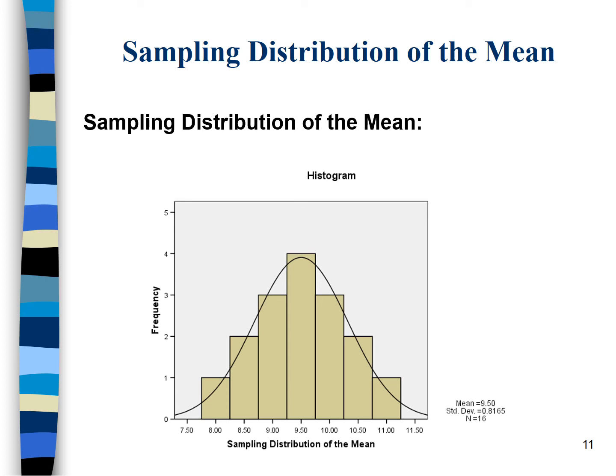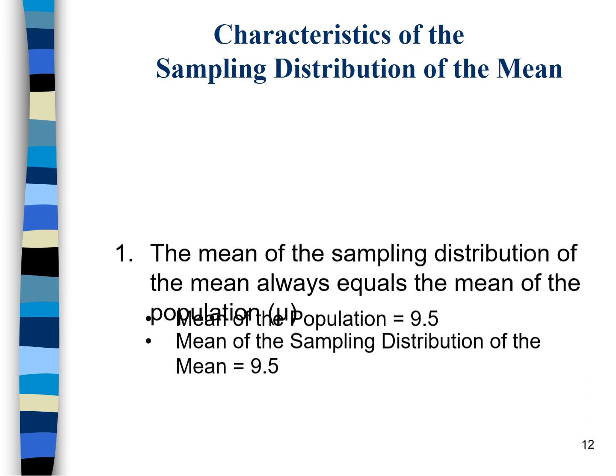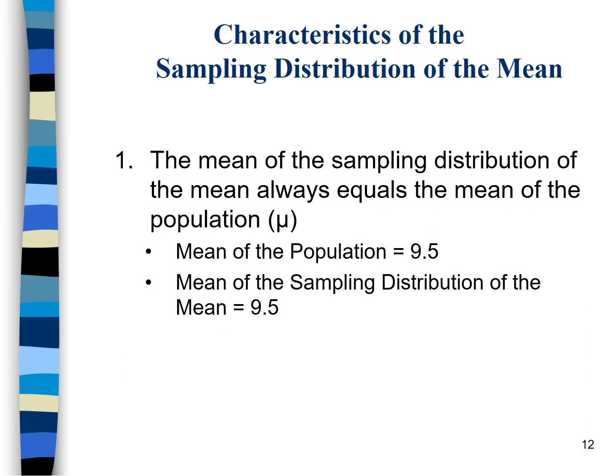So for right now, let's wrap up this lecture with talking about 3 important characteristics to take away from the sampling distribution of the mean. You heard me say this a couple times, but let's go ahead and make sure that we know it and know it well. The mean of the sampling distribution of the mean will always equal the mean of the population.